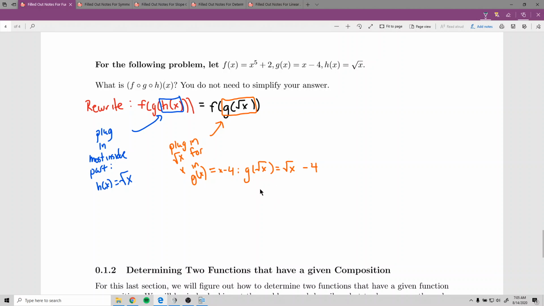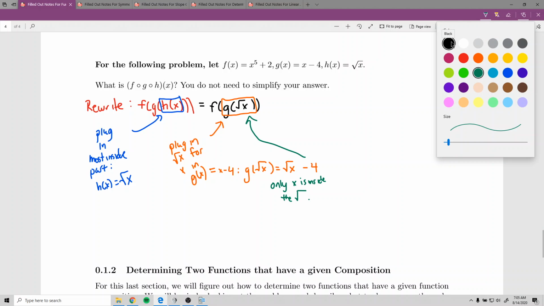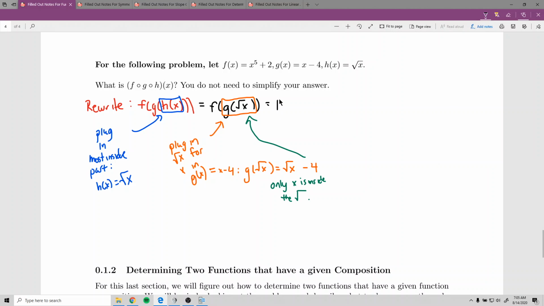One thing we can be careful about is that we're just replacing x with the square root of x, so the minus 4 is not inside the square root. Only x is inside the square root. But that's what we want to plug in for g of square root of x. We got f of, in place of g of square root of x, the square root of x minus 4.